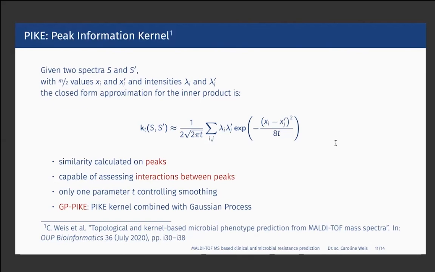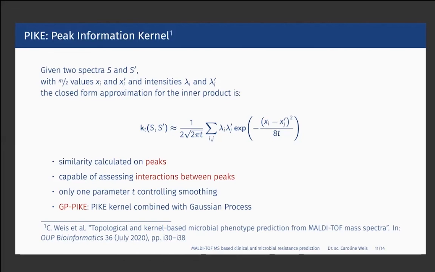I want to point out some properties of this kernel that are specifically important when working with MALDI-TOF mass spectra for prediction. The similarities are calculated directly on the peaks, which are defined through the mass-to-charge and intensity value. So the binning step described earlier is not necessary with this kernel. Even more, it uses a more accurate representation as the x values are not altered through the binning step. Second, the kernel is capable of assessing interactions between the peaks, which is important, as I mentioned, because the same biological fragments can be detected in different locations along the x-axis.